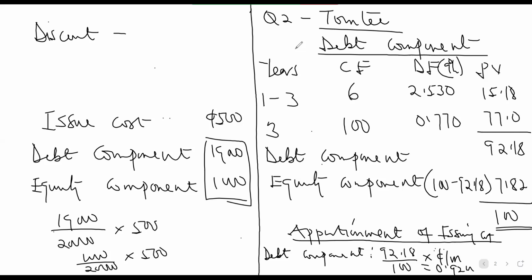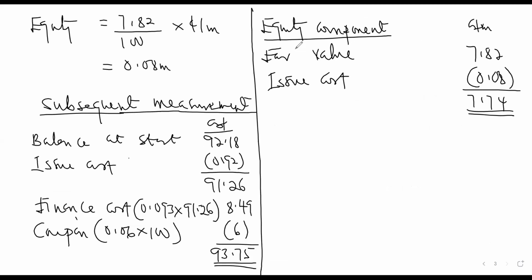So at the end of the day, you tell them that the finance cost of 8.49 should be charged to profit or loss, and the debt component should be shown as a non-current liability at 93.75, and the equity component, which is the option to convert, should be shown as other component of equity at 7.74.